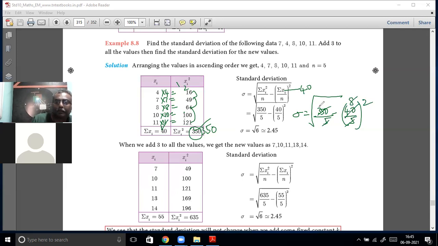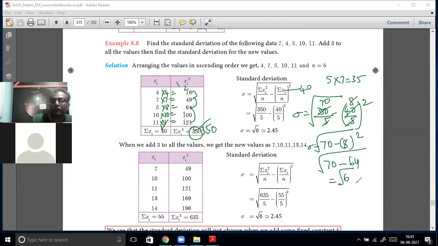35 divided by 5 is 7, so 350 by 5 is 70. So sigma is equal to root of 70 minus 8 squared, which is 70 minus 64, equal to root of 6. In your calculator, find root of 6. How much will it come? It will come 2.45. All right, very simple.